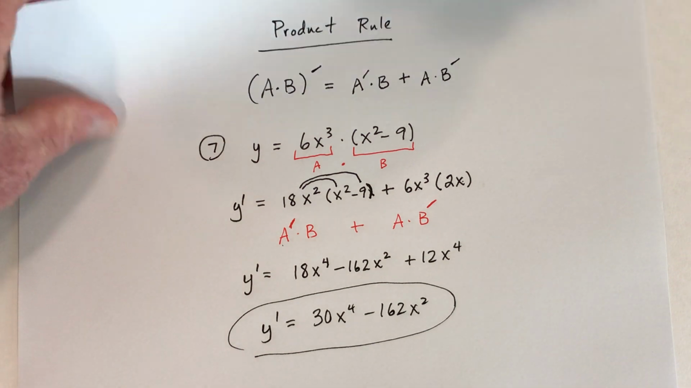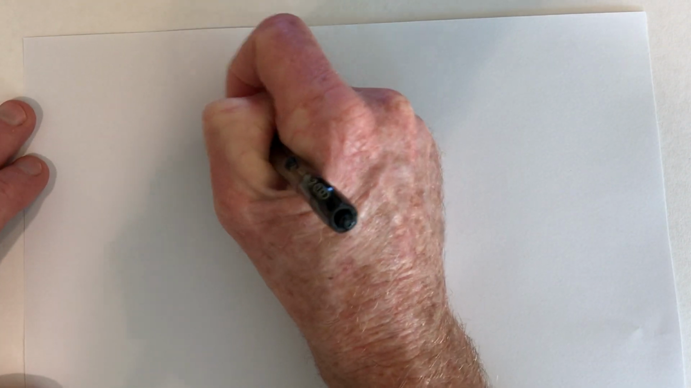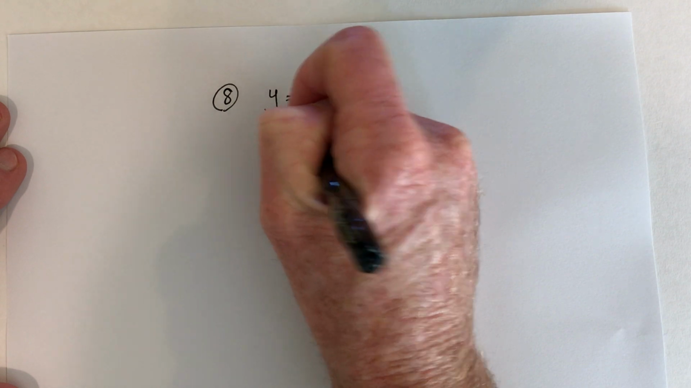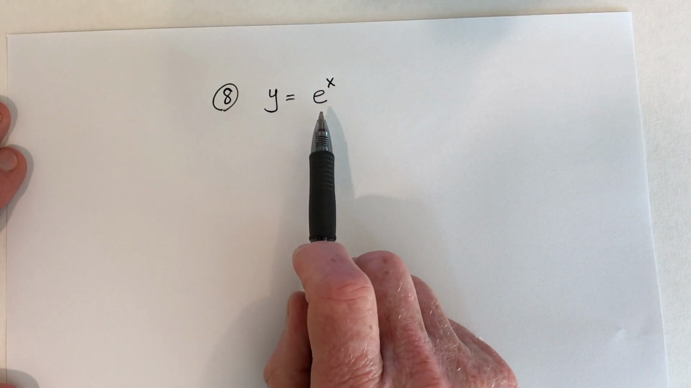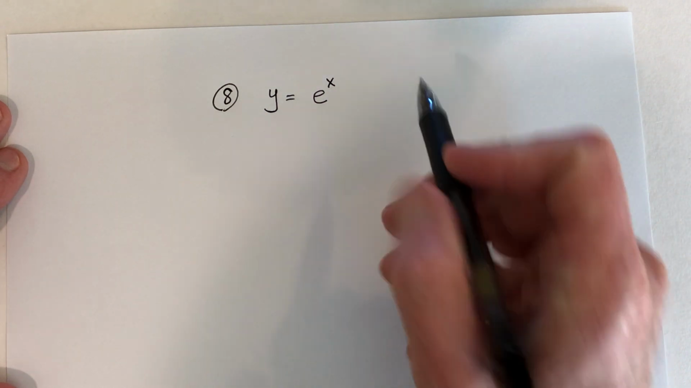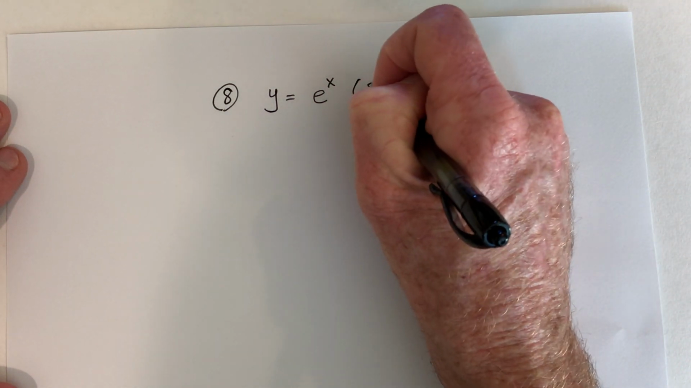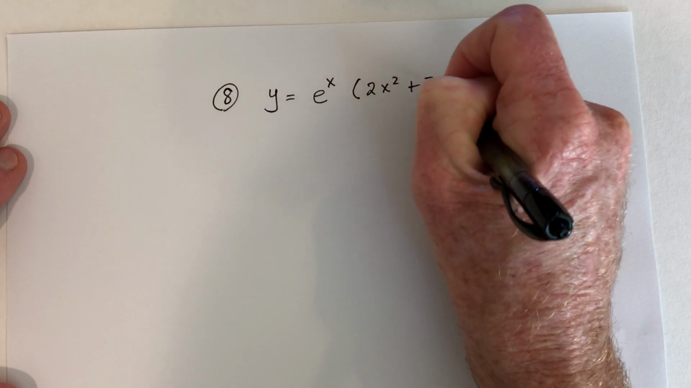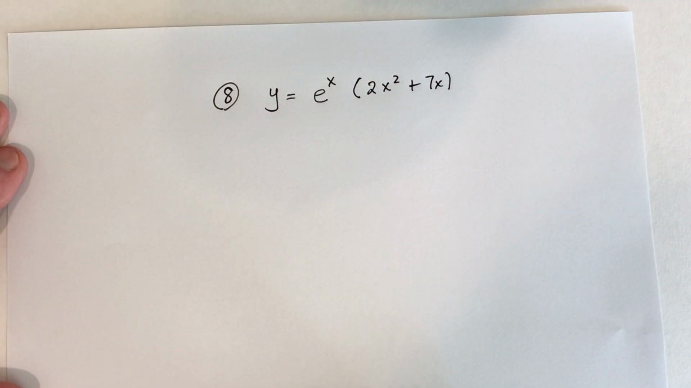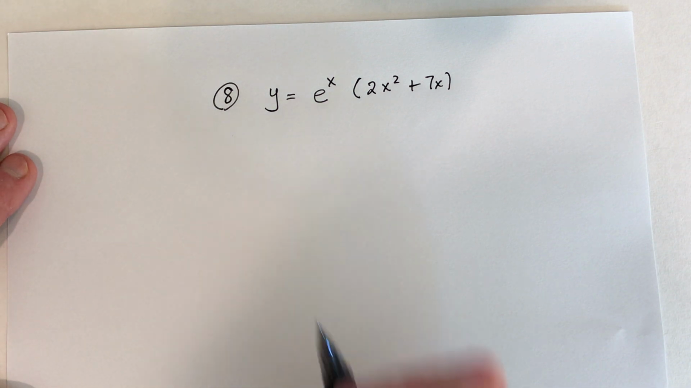All right, then for another product rule, for number 8. So this one is going to be the e function, and that's good news because the derivative of e to the x is just e to the x. And then it's multiplied with 2x squared plus 7x. And then use the product rule.